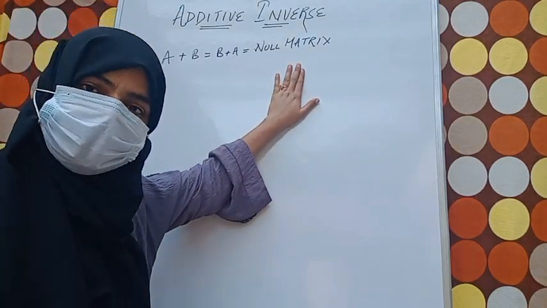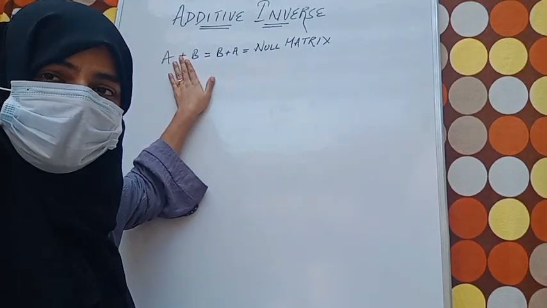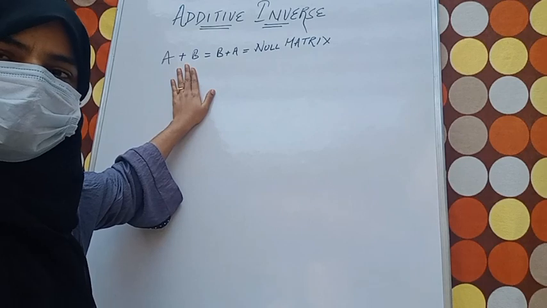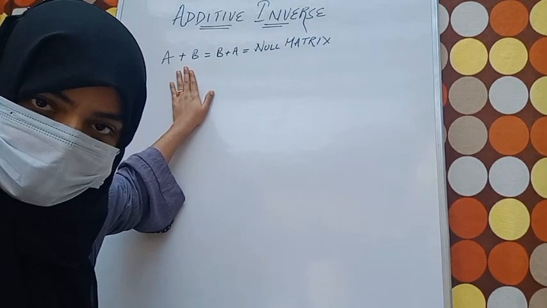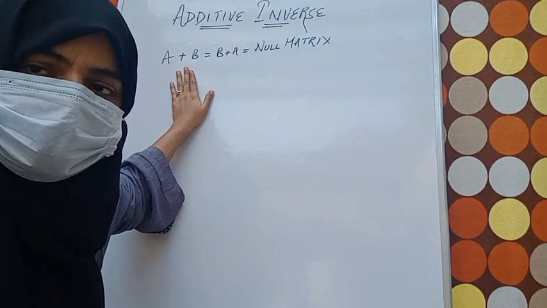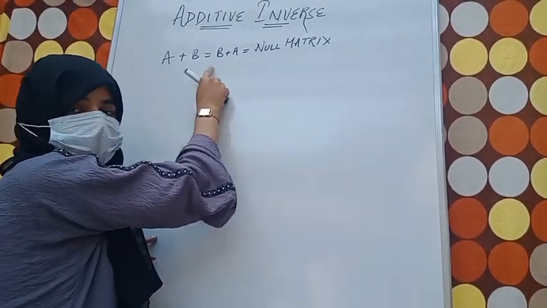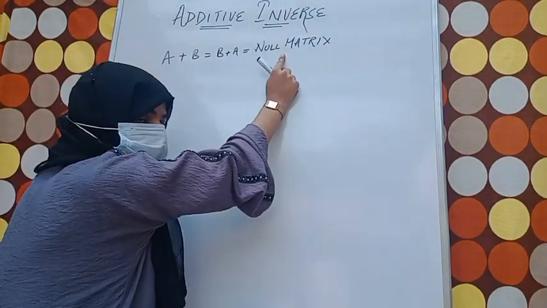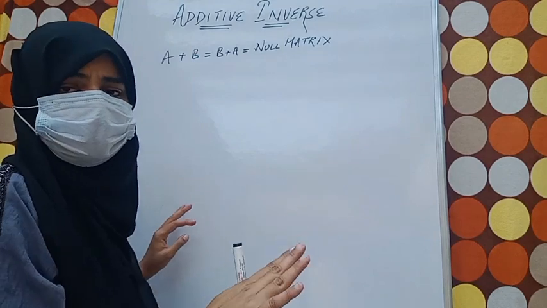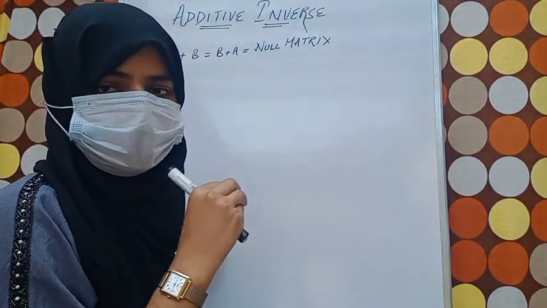If null matrix will come, what will it be? Then we can say A is an additive inverse of B and B is an additive inverse of A. Getting my point? When this condition is satisfied, when A plus B equals B plus A, and it is a null matrix, then it will be considered that A is an additive inverse of B and B is an additive inverse of A.